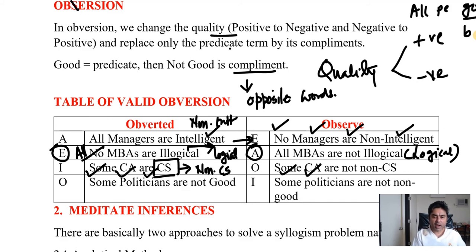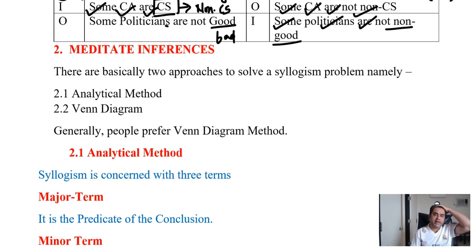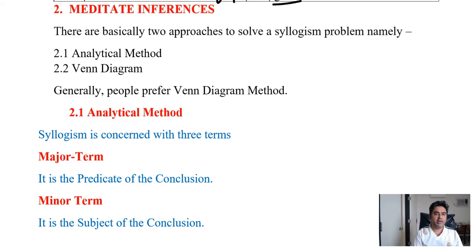Next, mediated inferences. There are basically two approaches to solve the syllogism problem, namely analytical method and Venn diagram. Venn diagram we already discussed. So now we have to discuss the analytical method. In syllogism there are three terms in analytical method. Please understand, in analytical method, there are three parts or terms. One is a major term, minor term, and common term.